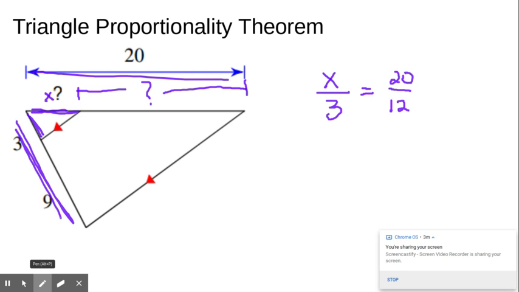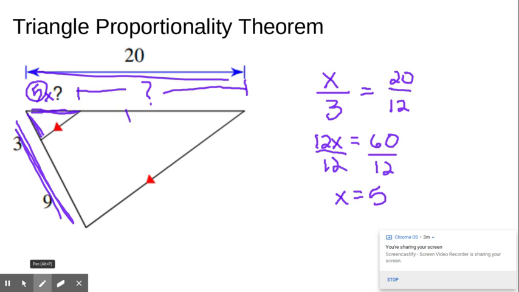And now we just cross multiply. X times 12 is 12x. 3 times 20 is 60. I divide by 12, and I get x equals 5, which would mean if this was 5, that means this would be 15, because I know 15 plus 5 gets me 20.